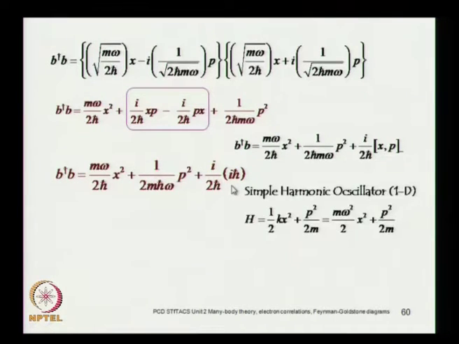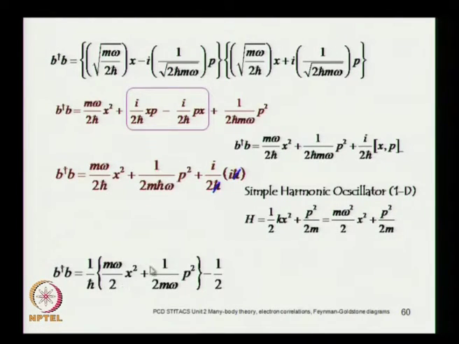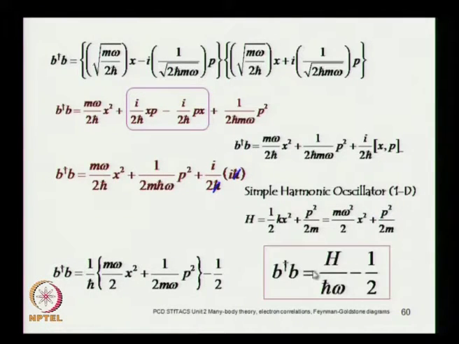So you have got the first quantization Hamiltonian, which is quadratic in x and quadratic in p, and if you recognize these terms, then essentially it is the Hamiltonian divided by h cross omega. So you get minus 1 over 2, and B dagger B is nothing but the Hamiltonian divided by the energy h cross omega minus 1 over 2.